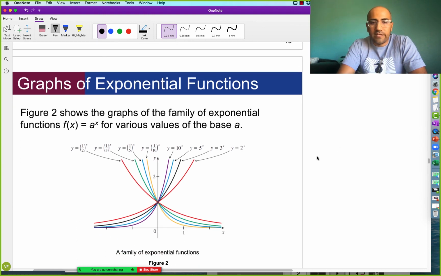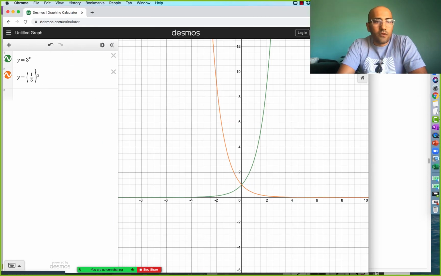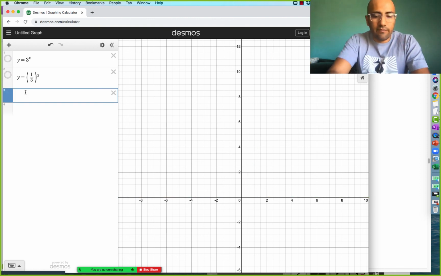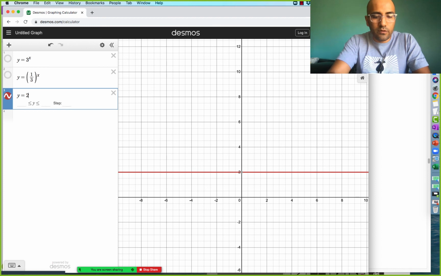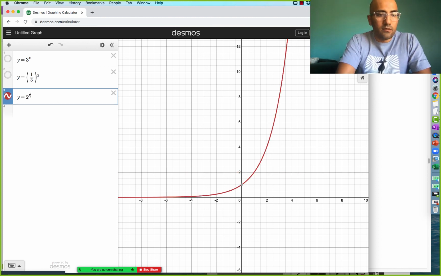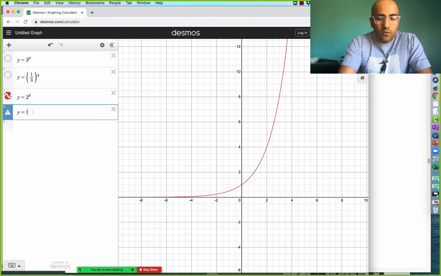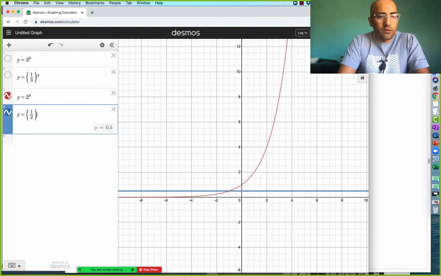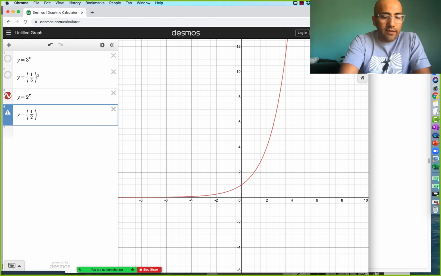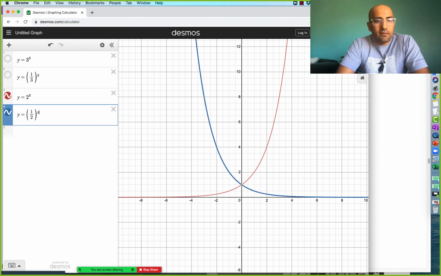Right? So let's use Desmos to isolate what this means. So we had 1/3 and 3. We can also have y equals 2 to the power of x. And of course, it's going to look like that. And if we have y equals 1 divided by 2 to the power of x, it's going to look like that, right? So they're always a reflection about the y-axis.